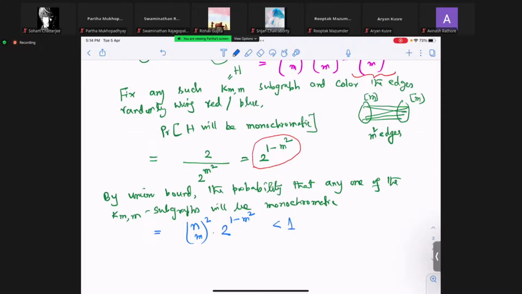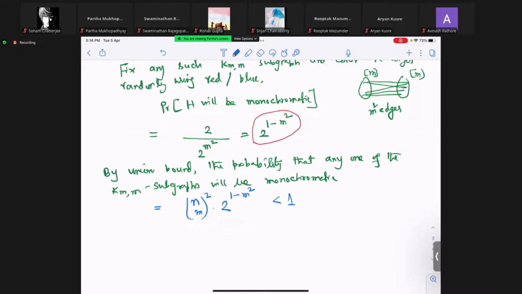Yes, sir. So we have to just estimate that, and that is very easy. How much is this? So n choose m, of course, is less than or equal to n power m. So this is less than or equal to n power 2m times 2 by 2 power m squared. So this is strictly less than. In fact, I can drop the 2 itself. I don't need it, n power 2m is a much bigger quantity. So I can just continue.